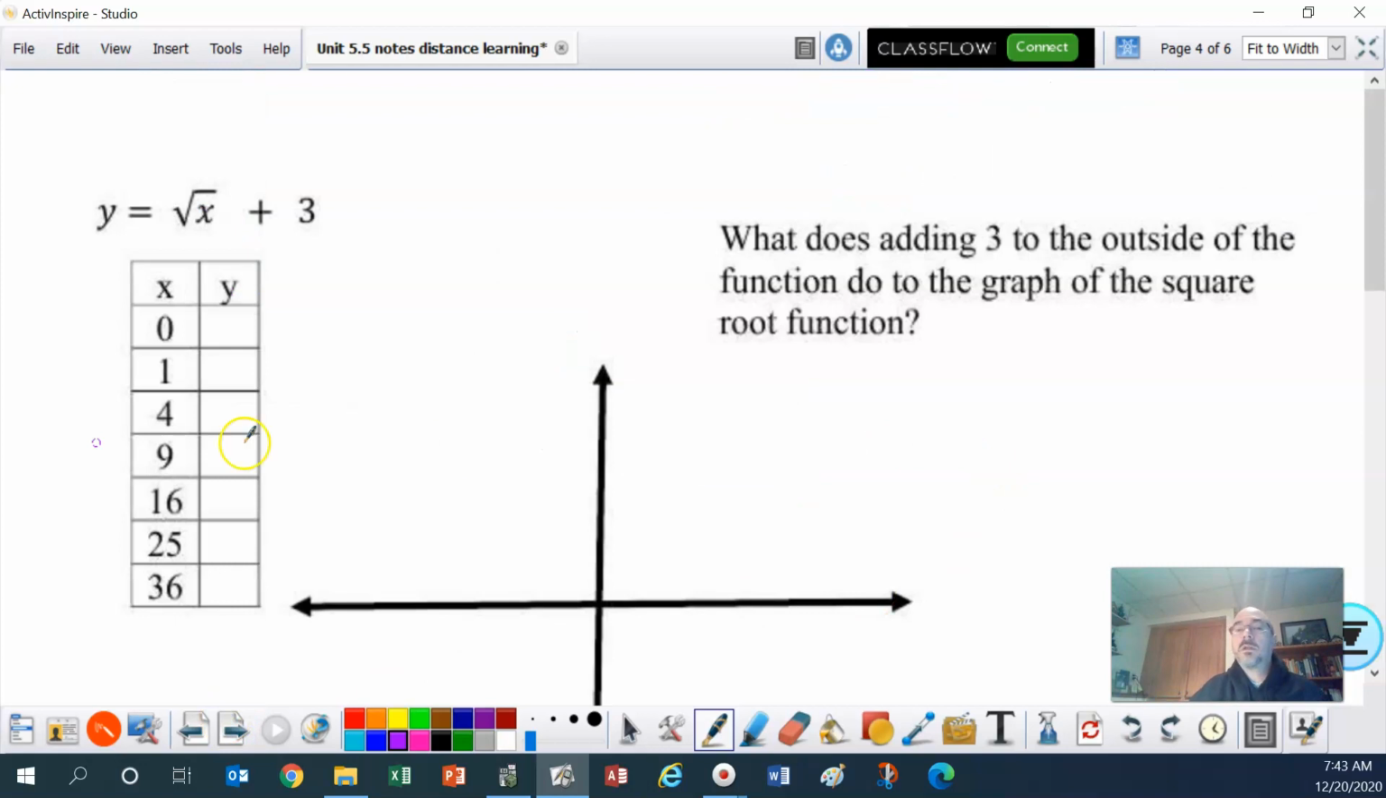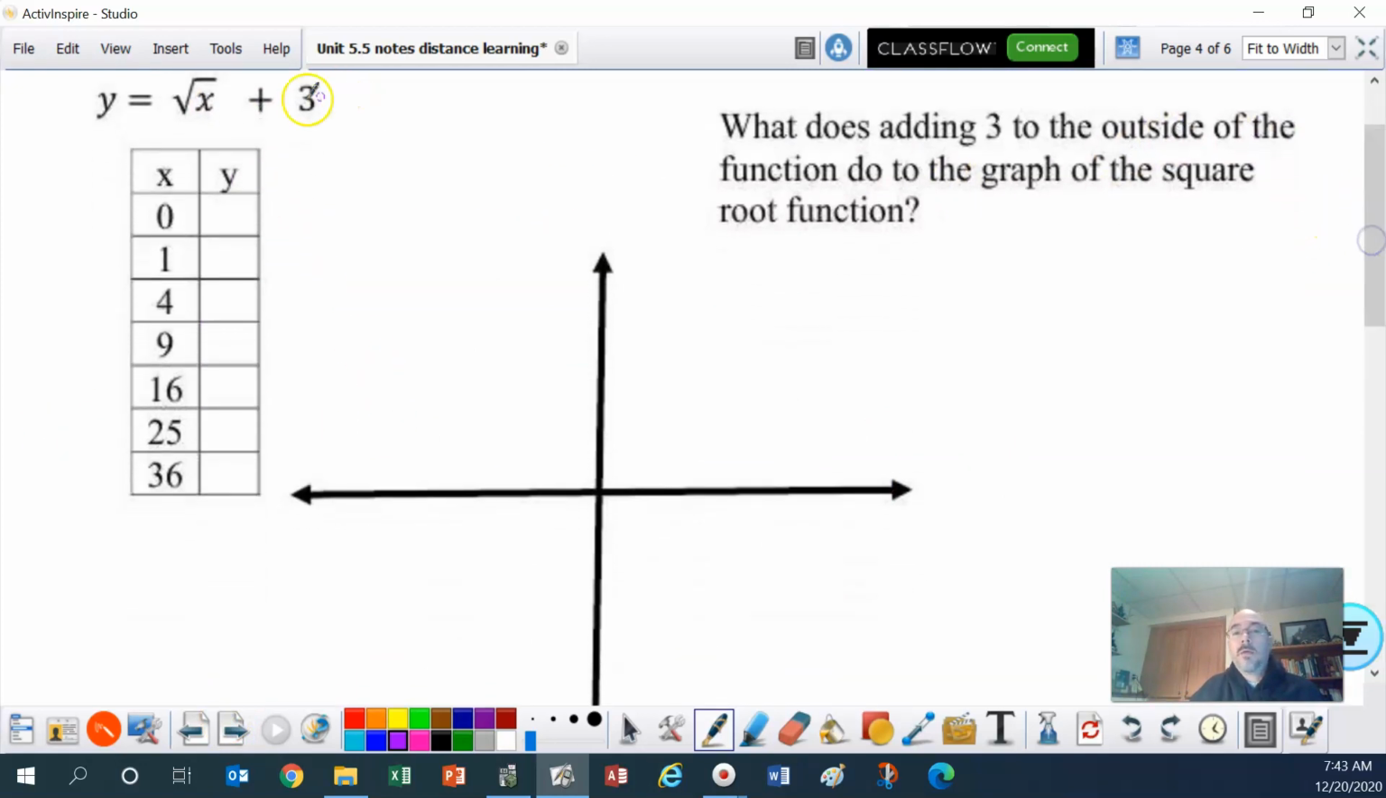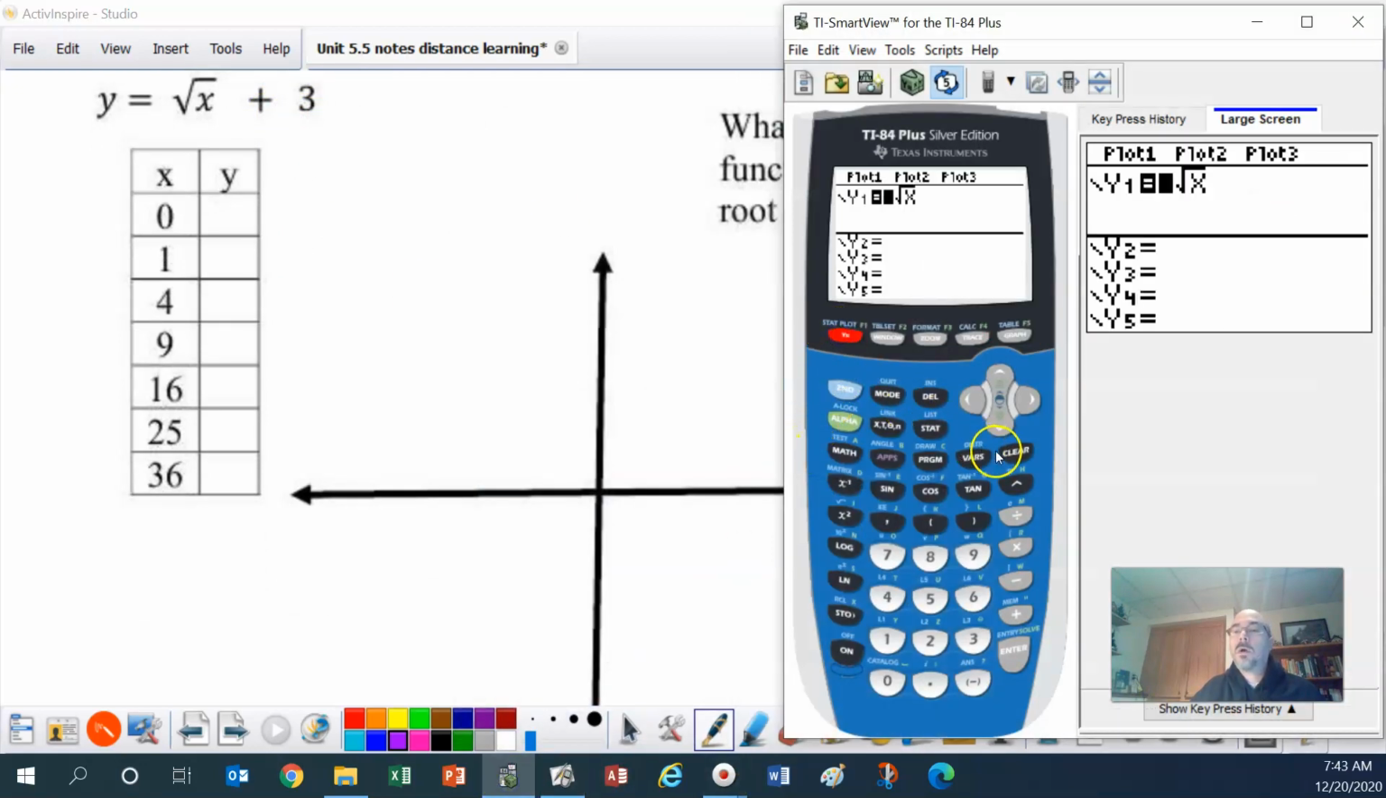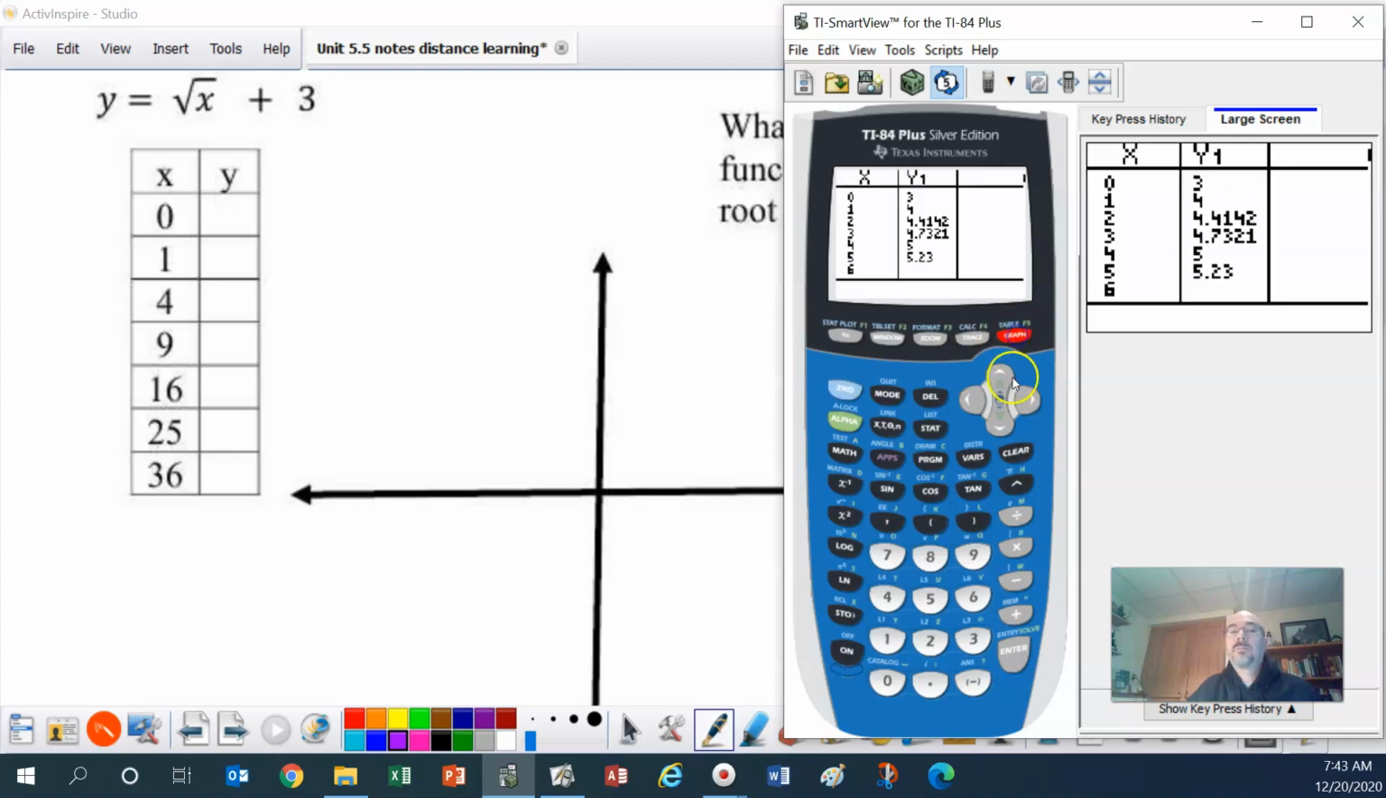All right, now this one, you'll notice it has a +3 next to it. Now that +3 is not on the inside, so let's go to the calculator. Let's go to our y equals, clear that out. All right, the square root of x. Now, you have to hit the right arrow key to get out from underneath the square root. Again, hit that right arrow key to get out from under it. See how it disappeared? Okay, go back and watch it again if you didn't see it. +3.